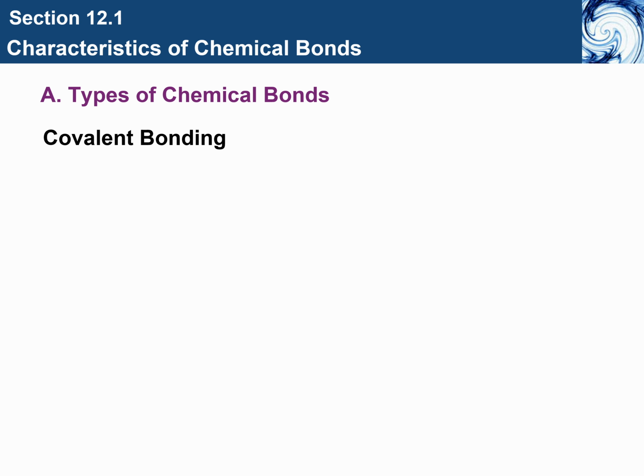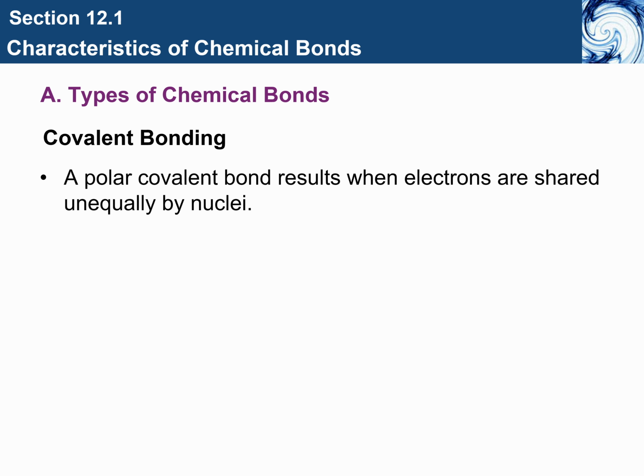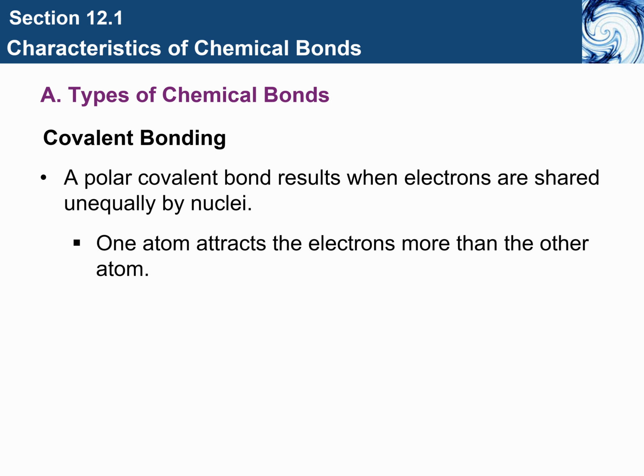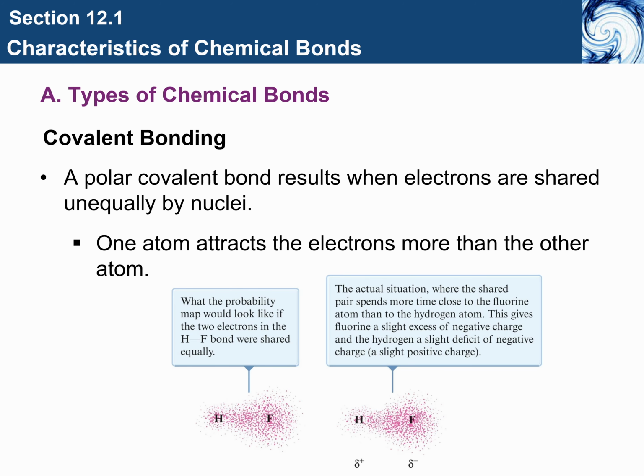Polar covalent bonding. A polar covalent bond results when electrons are shared unequally by nuclei. One atom attracts the electron more strongly than the other atom. That means one side of the bond becomes slightly negative and the other side becomes slightly positive. The diagrams compare even sharing and uneven sharing of electrons. On this slide, focus on the idea that electrons are still shared, but not shared equally. That unequal sharing is what makes the polar bond.